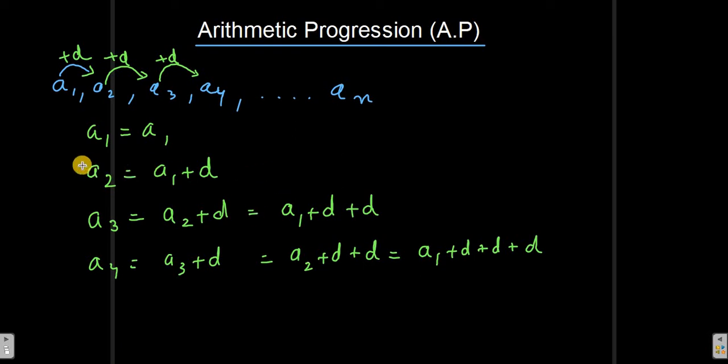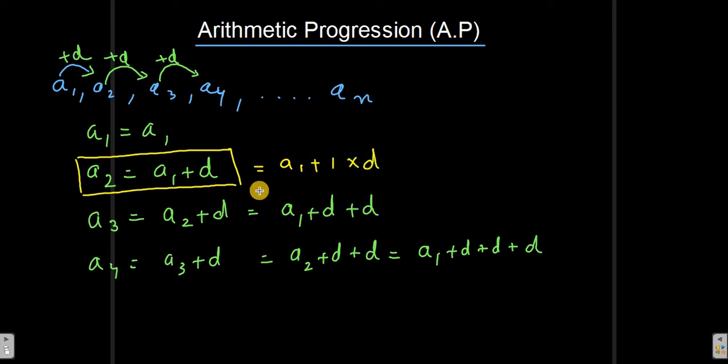What is the pattern? If we look at a2, it is equal to a1 plus d. It can also be written as a1 plus 1 into d, because 1 into d is d. Now a3 can be written as a1 plus 2 into d. And a4 can be written as a1 plus 3 into d, as there are 3 d's. Now I hope you can see a pattern there.